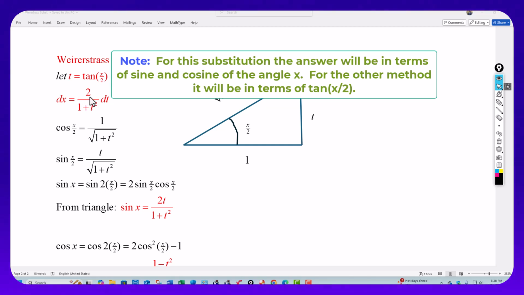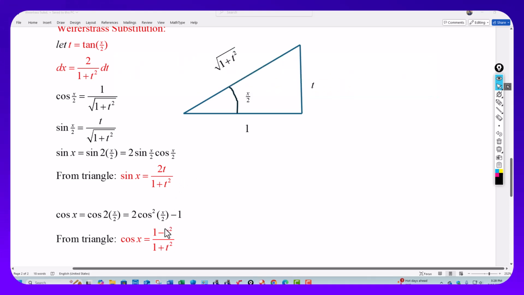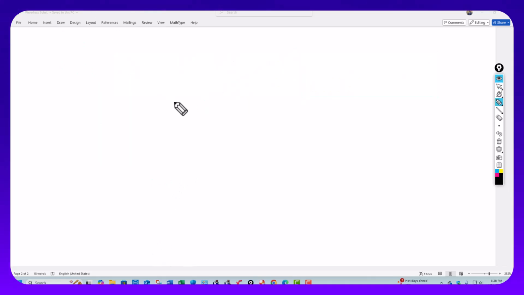The dx will be 2 over 1 plus t squared dt. And of course, your sine and cosine are over here. So, for example, if you have the integral of, say, 1 over 1 minus sine of x dx. If you're given this problem, the integral of 1 over 1 minus sine of x dx, and they don't specify how to evaluate, then you can use any of the methods that you used before.